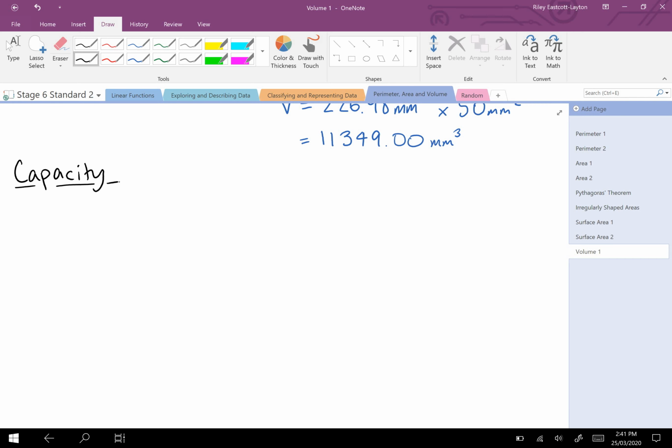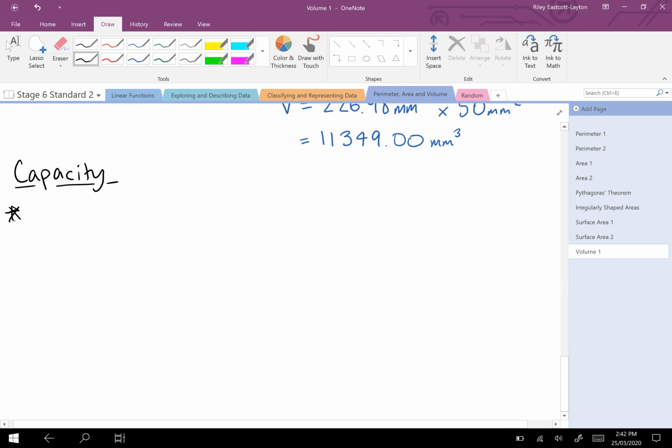Now the tricky part about capacity is that often we have to do a bit of converting, because we're dealing with units of length when we're working out the volume of something, and this is often what we're given. But capacity deals in a different unit, which is mils, litres, kilolitres, and so forth.